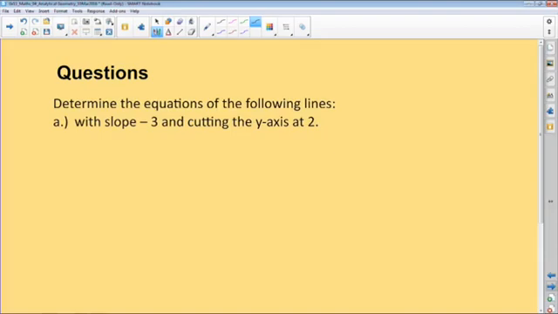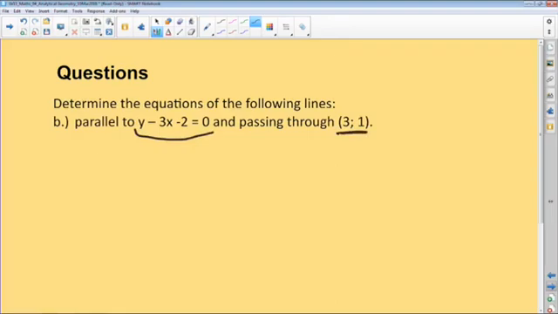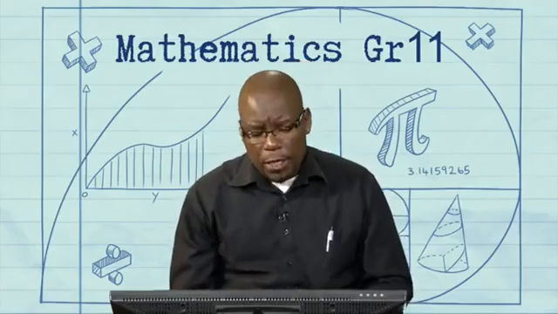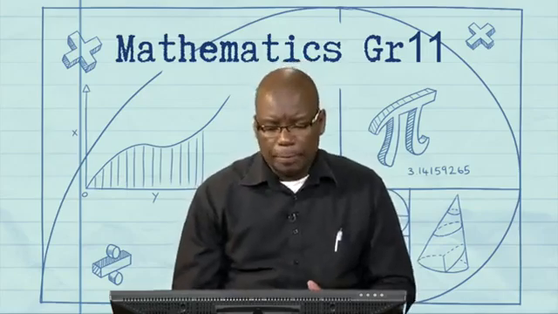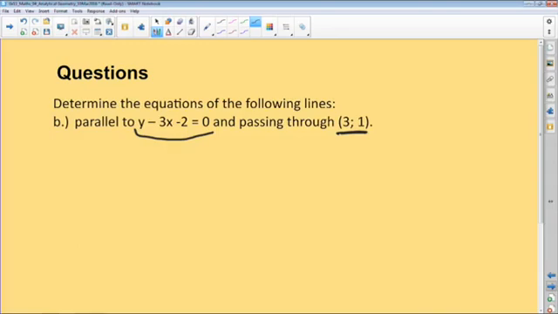All right. Now, you need to determine the equations of the following lines. Okay. The first one is with a slope of minus 3 and the y-intercept of 2. And then the next problem, you can take it down quickly. Determine the equation of the line which is parallel to this line, y minus 3x minus 2 equals 0, and passing through 3 and 1. So we'll work with those two problems. I want you to work a little bit fast because this is an easy section that we're doing. So take that question down.